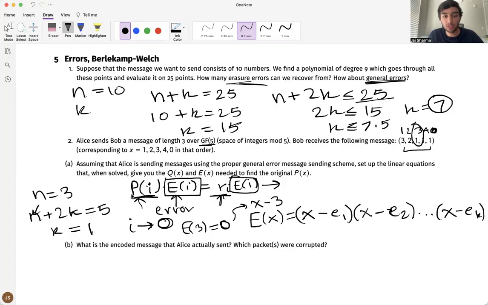So the whole point of this is that we're going to list out a bunch of equations that take this form, where instead of I, we're going to put I equals 1, I equals 2, I equals 3, I equals 4, and I equals 0. So we'll end up having 5 equations.